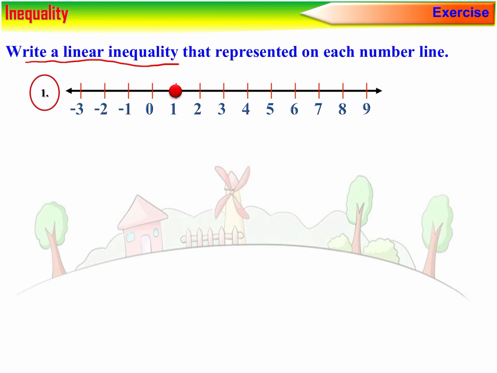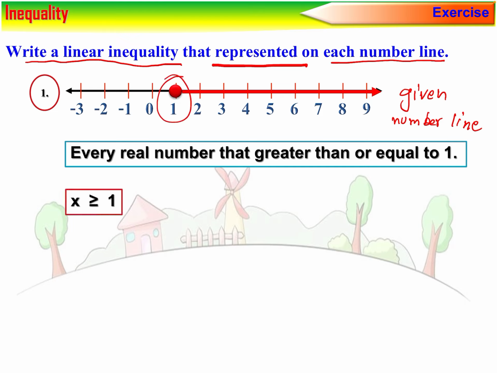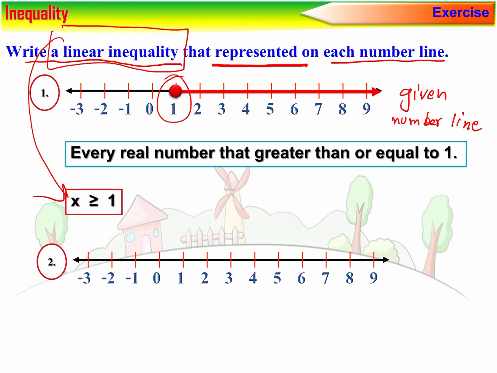So this is, I will show you. It says write the linear inequality that represents each number line. First, they give you the number line. Then it looks like this. For sure, it means every real number that is greater than or equal to 1. The linear inequality must be like this: x greater than or equal to 1.